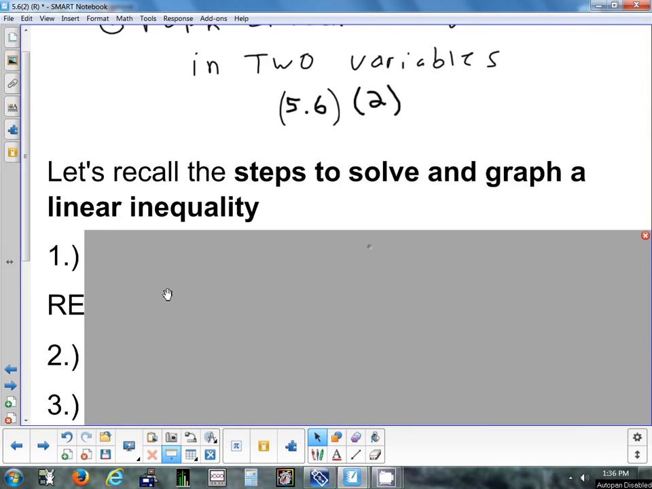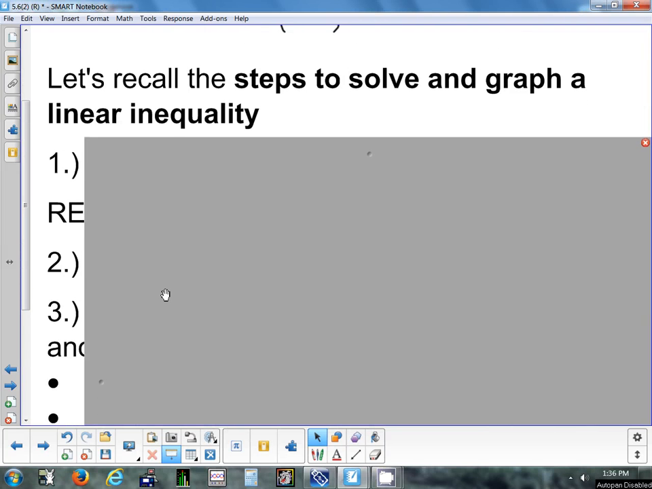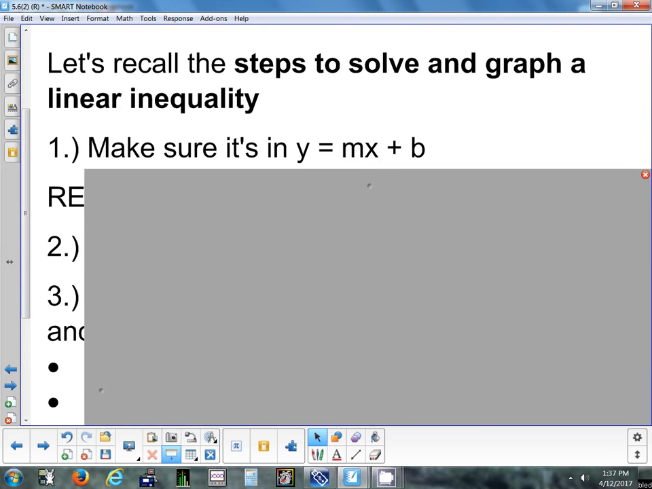All right. So here's some steps. The steps we follow are going to be the same as yesterday, but there might be one little tweak depending on what type of a problem it is. What's the first thing we have to make sure of before we graph it? Marissa? Yep, we want to make sure it's in y equals mx plus b.